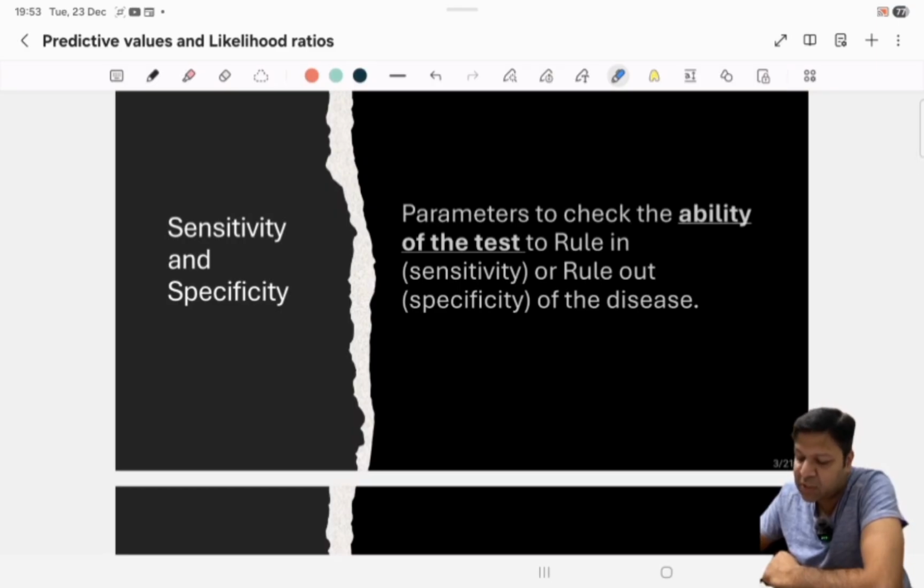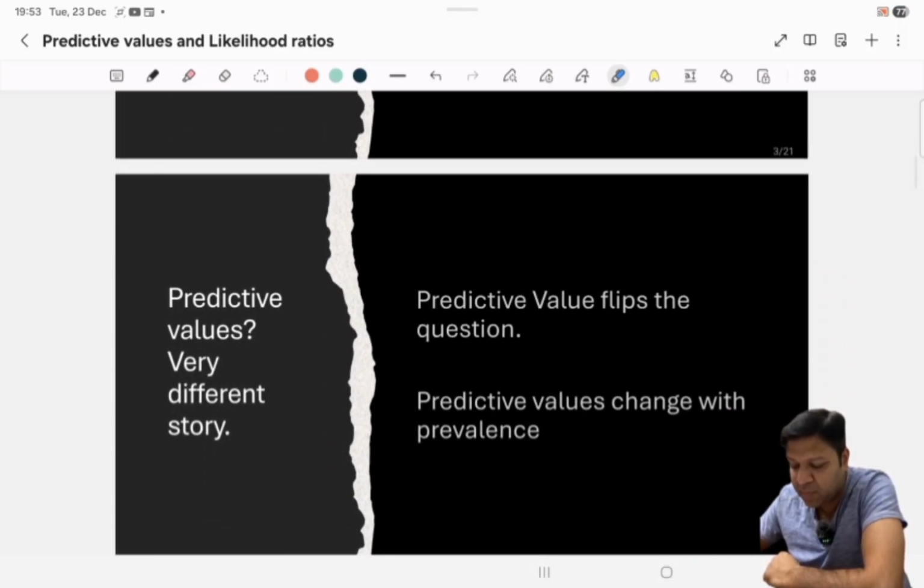So as we have discussed, sensitivity and specificity are the ability of the test to rule out or rule in the disease. They do not depend on prevalence. Remember this: likelihood ratios also do not depend on prevalence. Okay, sensitivity, specificity and likelihood ratio do not depend on prevalence. On the other hand, predictive values depend on prevalence. P for predictive value, P for prevalence. Remember this. It is very important to remember.